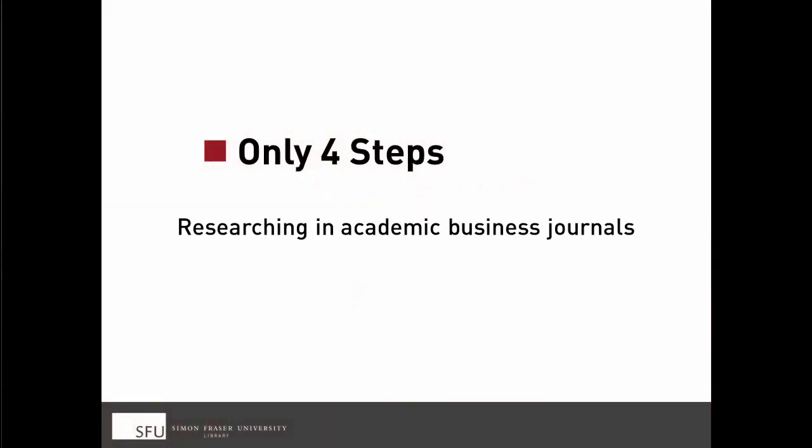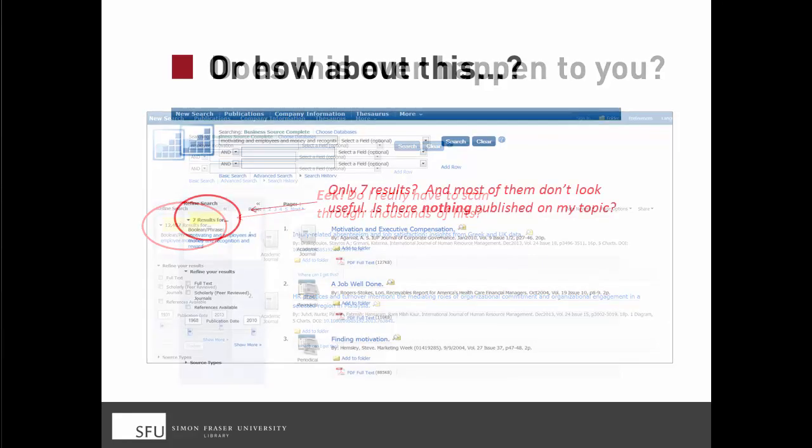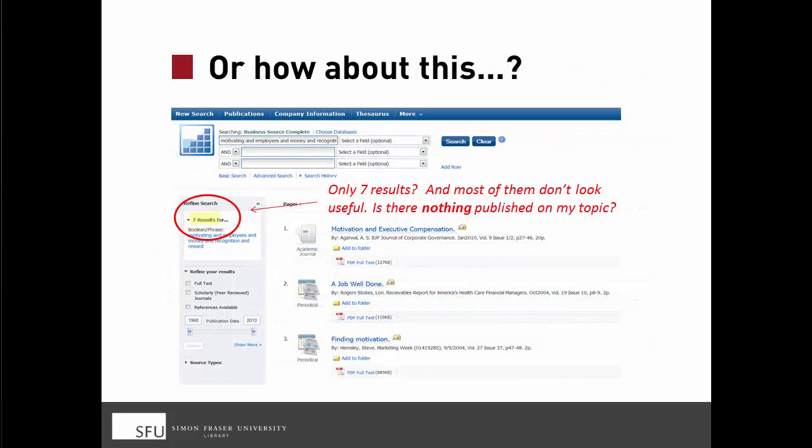Only 4 steps researching in academic business journals. Do you sometimes get thousands of hits in your initial searches? No one has the time to go through that many articles, or maybe you only get a few hits. Does that mean that there's very little published on your topic?